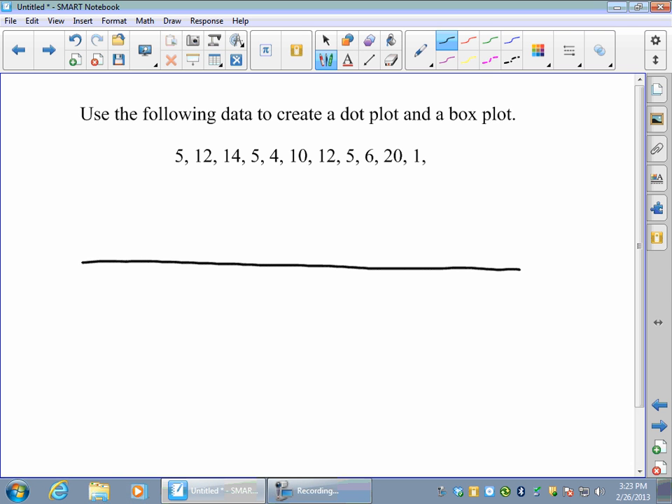I start by just making a number line. And I look at all the data that I have. These numbers range from 1 to 20. So on my number line, I'm going to be going between 1 and 20. And you notice I'm just going to label every other line on here just to keep it a little bit neater. You could certainly label every single line if you wanted to.